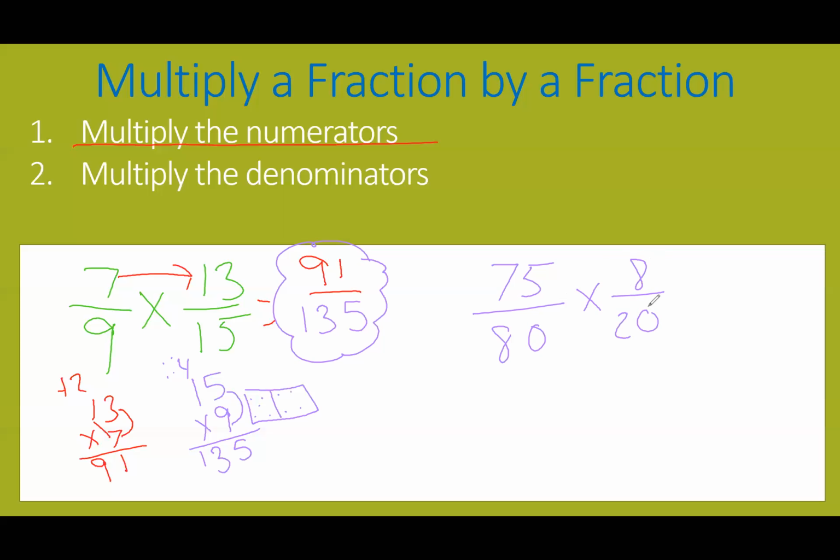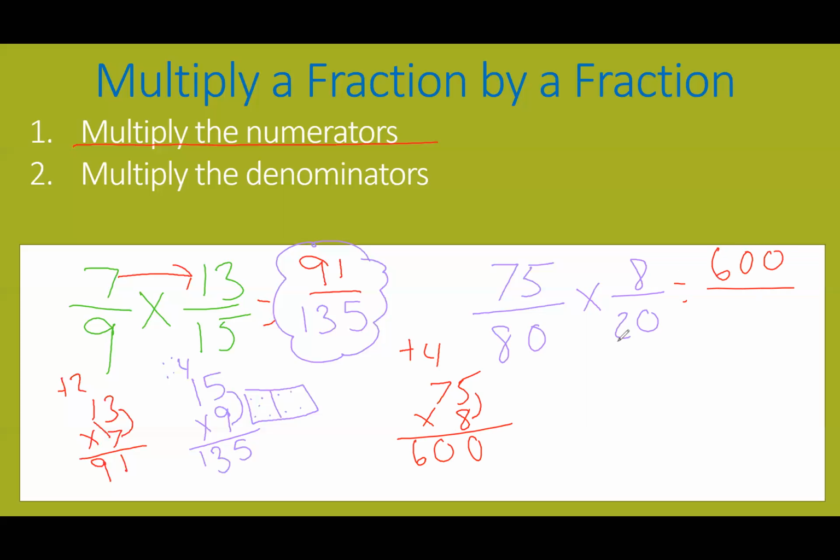Okay, let's see what you have. Let's go here to 75 times 8. 8 times 5 is 40. Regroup. And then we've got 7 times 8, which is 56, plus 4 would be 60. So altogether, it is 600.